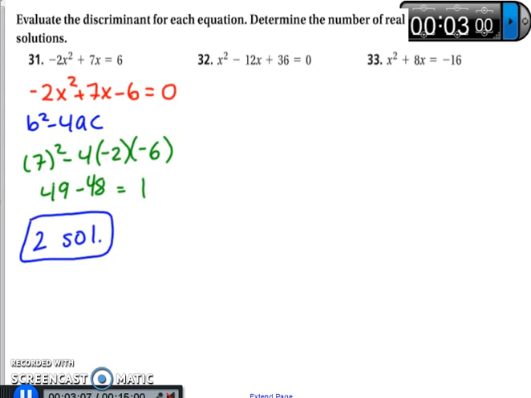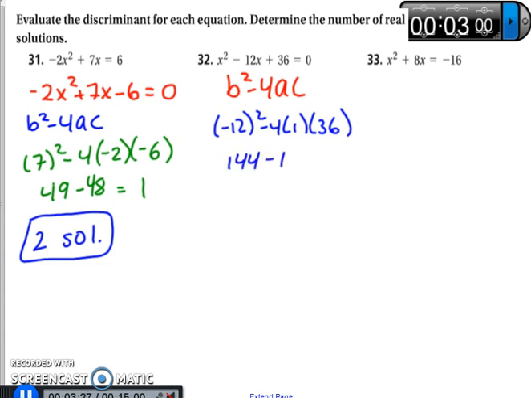So if we solve the next one, okay, it's already set up. So we're just going to do b squared minus 4ac. So let's plug it in. Negative 12 squared minus 4 times 1 times 36. So when we do this, we get 144 minus 144. So we end up with 0. Since 0 is our discriminant, it doesn't mean that there's 0 real solutions. It means that there is 1 real solution.